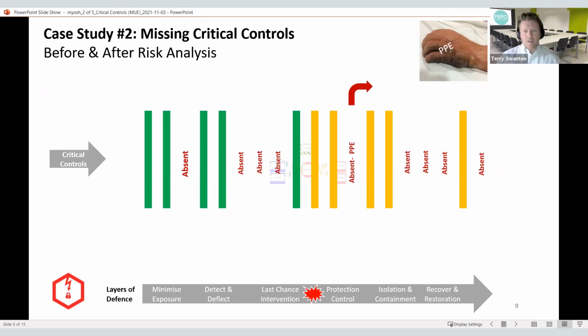What was found here was the critical, wrong slide. The critical control missing here was the absence of correct PPE, which may have prevented the outcome, which we can see there in the top right.